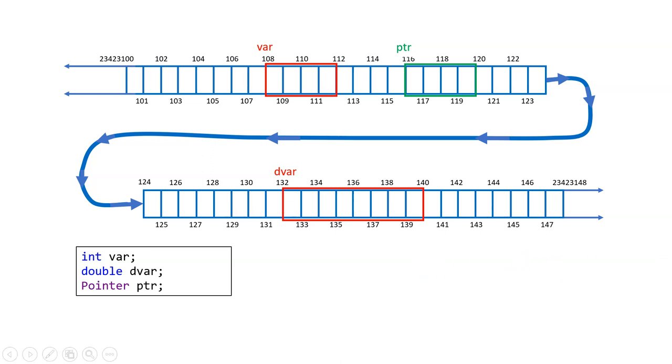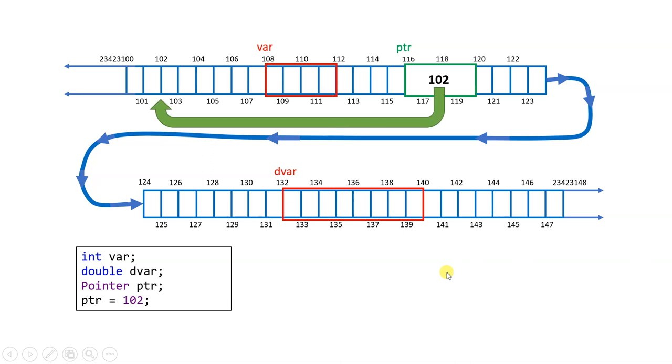So essentially, if I say PTR is 102, like any integer, 102 will go into it. What that means for us is that now pointer PTR is pointing to address 102.